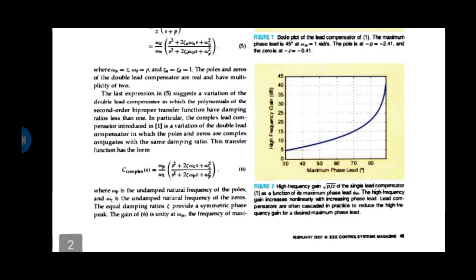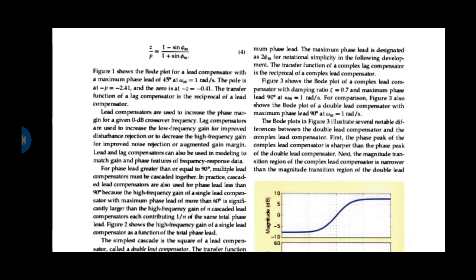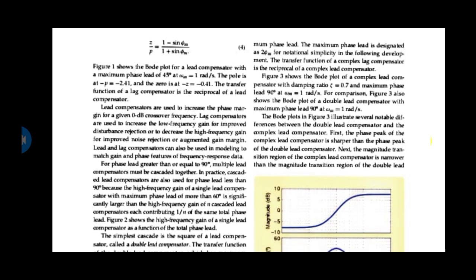The gain of equation 6 is unity at omega n, the frequency of maximum phase lead. The maximum phase lead is designated phi m for notational simplicity in the following development. The transfer function of the complex lag compensator is the reciprocal of the complex lead compensator. Figure 3 shows the Bode plot of a complex lead compensator with damping ratio zeta equal to 0.7, maximum phase lead 90 degrees.